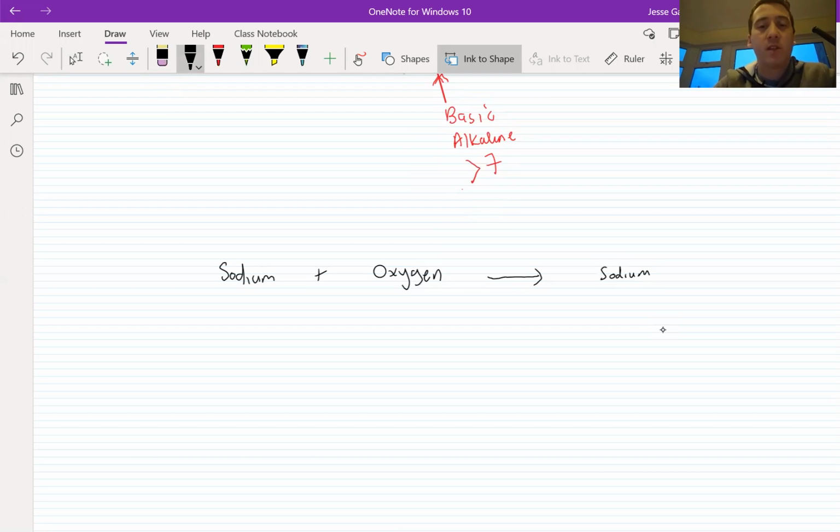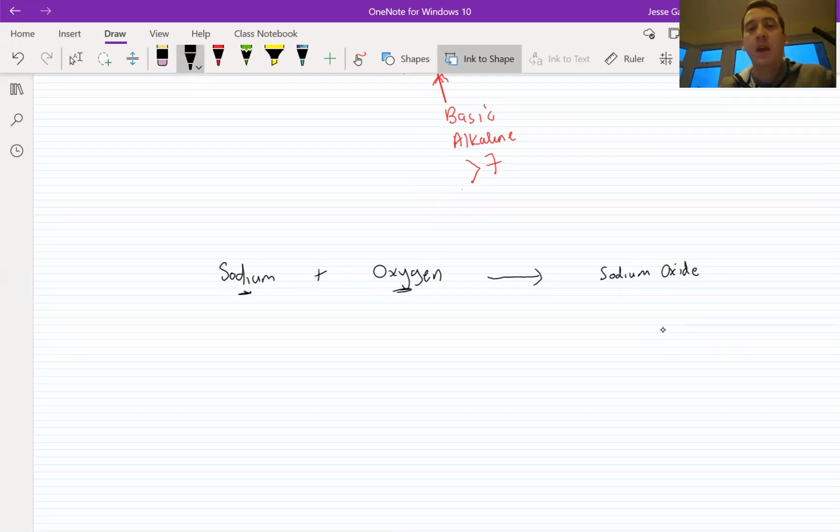And when we form something that's got just two elements in it, like this, the second element usually loses the end of its name and becomes called "ide" instead. So we get sodium oxide. Sodium oxide, like that. Okay, so that's why we say the alkali metals react with oxygen to give us oxides.